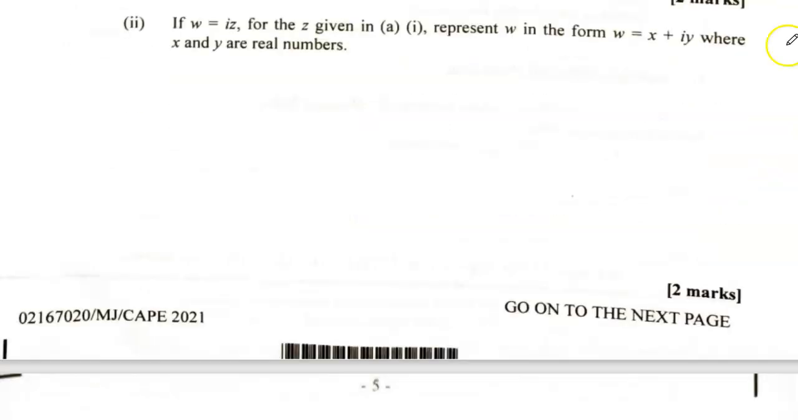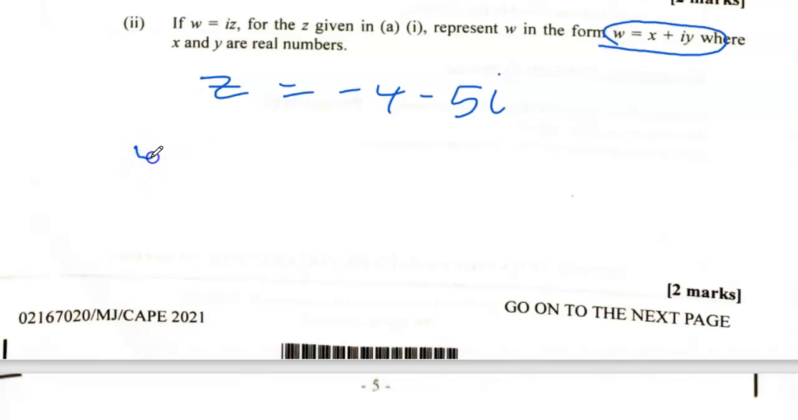Alright, let's move on. If w equals iz, for the z given in part a, and just recall that z in part a was minus 4 minus 5i, and we're told that w is equal to iz, represent w in the form x plus iy. So w is equal to i times z, that's i times minus 4 minus 5i.